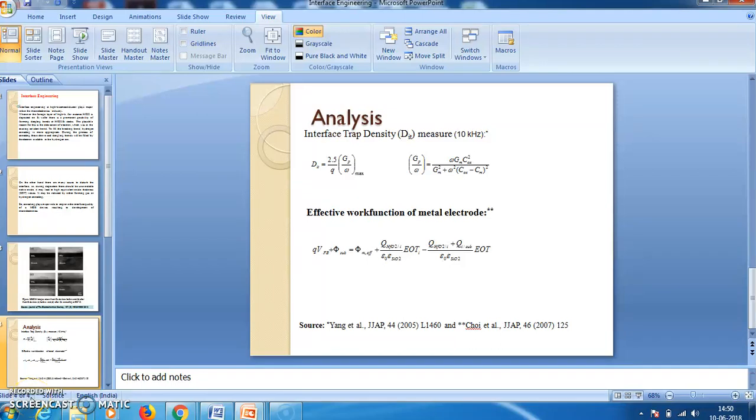Our next topic is interface engineering between high-K material and semiconductor substrate. So interface engineering plays a major role in the electrical performance of the device.